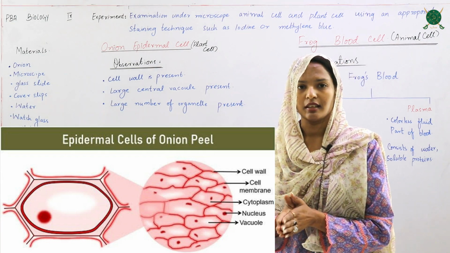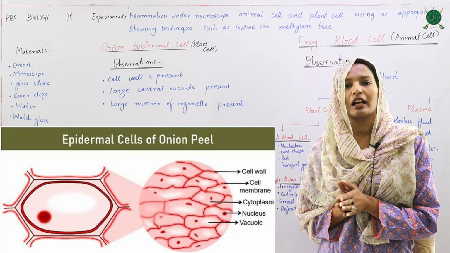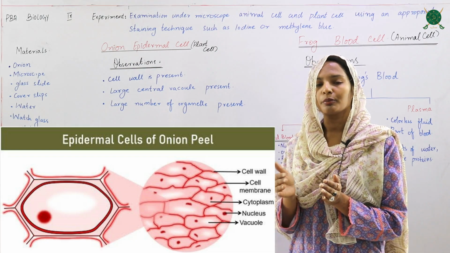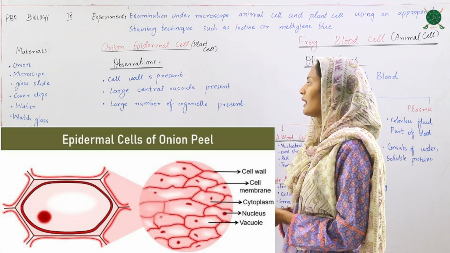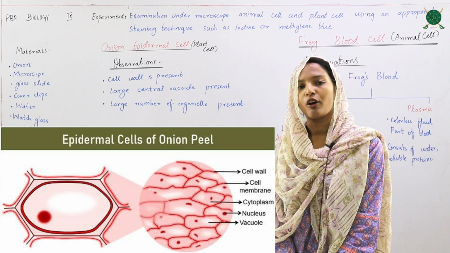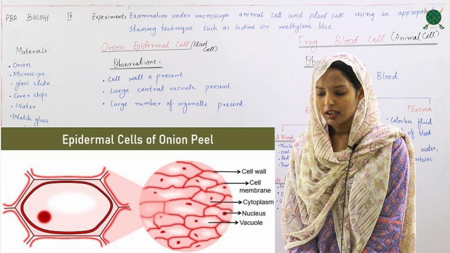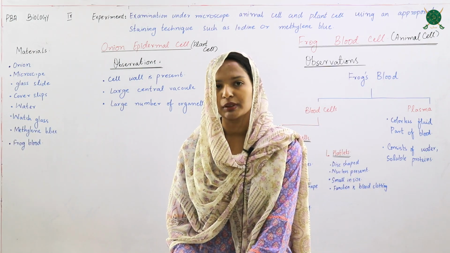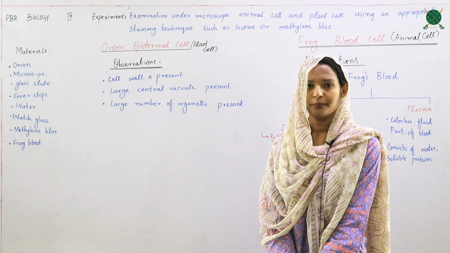you will see that cell wall is present and there will be a large central vacuole present, due to which the nucleus is not present in the center but it is present on the side. Then you will see a large number of organelles, which are also known as subcellular structures. This will demonstrate that the onion epidermal cell is an example of a plant cell.